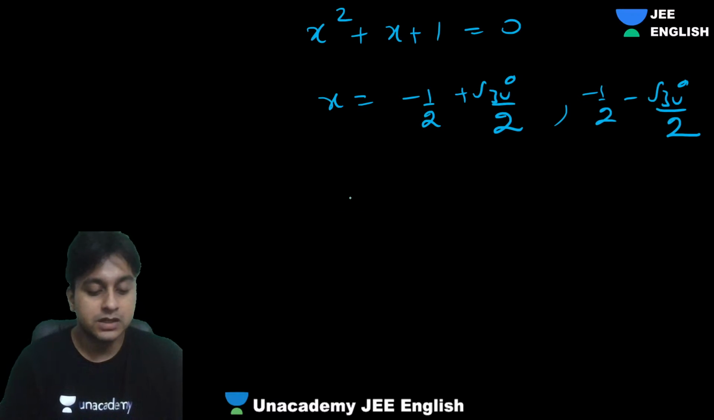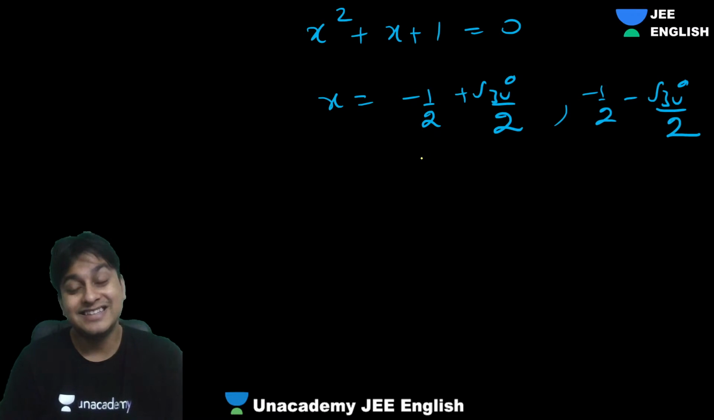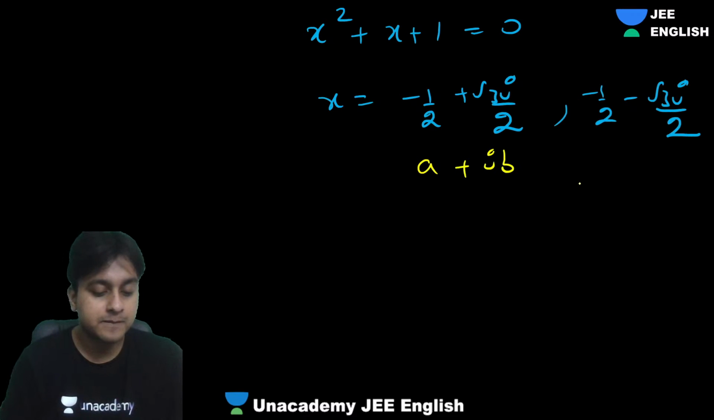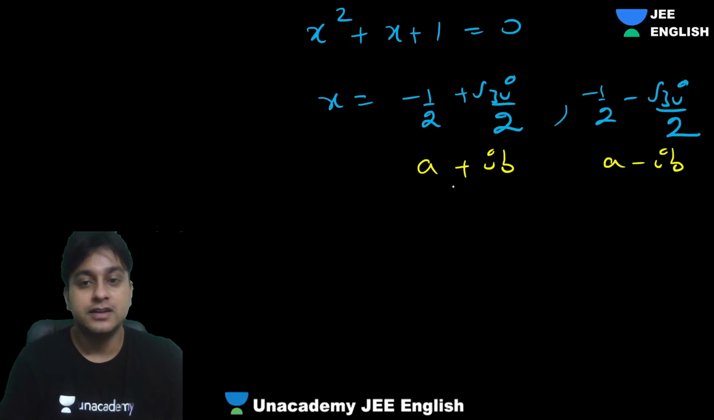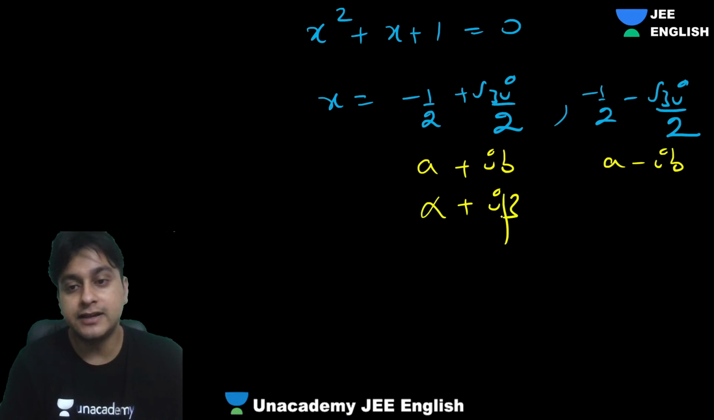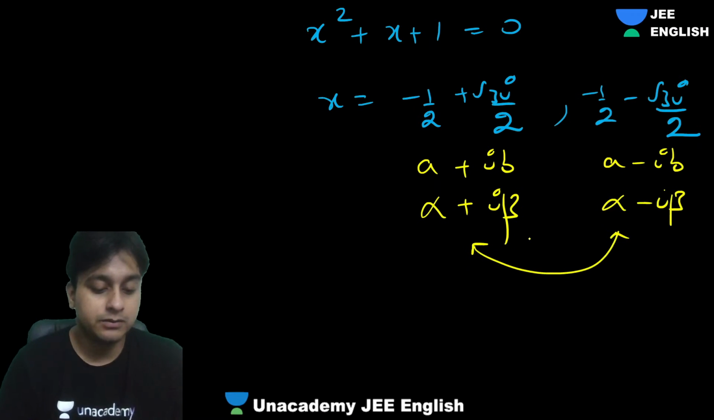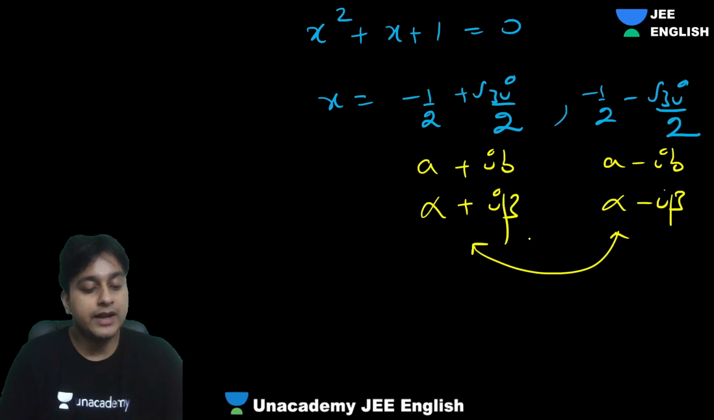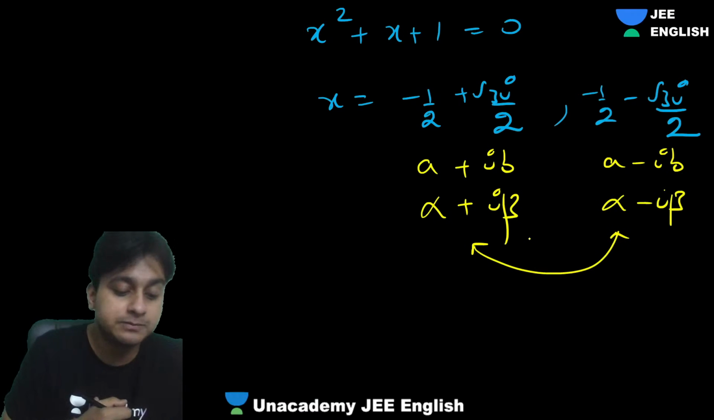Okay. So what will happen, guys, if we have this as a plus iota b, this is coming as what? This is a minus iota b. Isn't it, guys? So this is alpha plus iota beta kind of thing, and this will be alpha minus iota beta. So both are conjugates of each other. Okay. So guys, if this is a plus iota b, this will be a minus iota b. Clear?